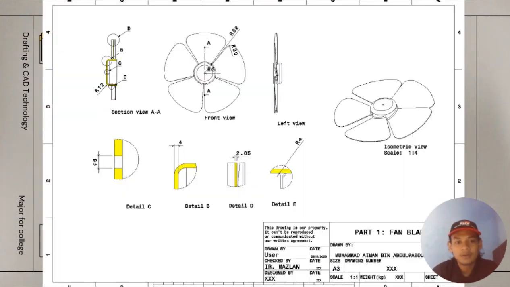So this is the isometric view. We have a left view, front view, and this is what we do. Okay, I'm done for now. I want to give my friend the chance to continue the presentation.